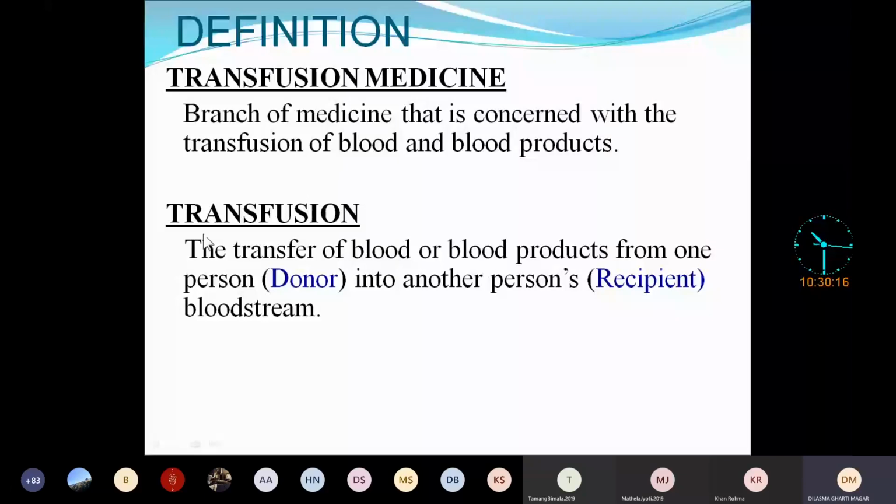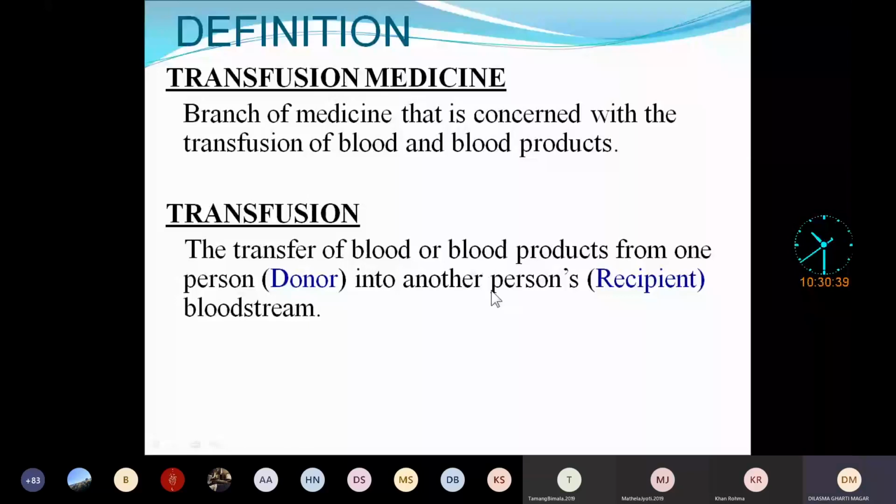The same thing, it is the transfer of the blood and the blood products from one person to another person. The person who gives blood is known as the donor. You all know all these things, but still I'm teaching you. The transfer of the blood and the blood products from one person, that is the donor, to another person, that is the recipient, is known as the transfusion.